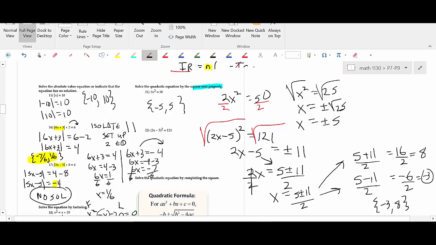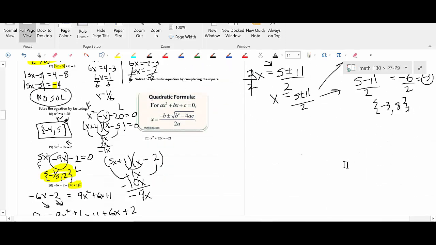So what you want to learn to look for is if you have something squared equals a number, do it this way because it's faster. You see what I mean? If you took the time to FOIL that and factor it, you would get the same answers anyway, but it's more work. Is that logical to everybody? So something squared equals a number, that's when you do square root property.